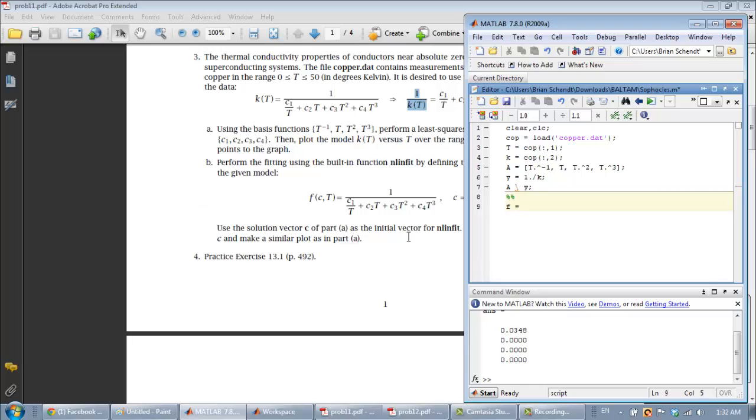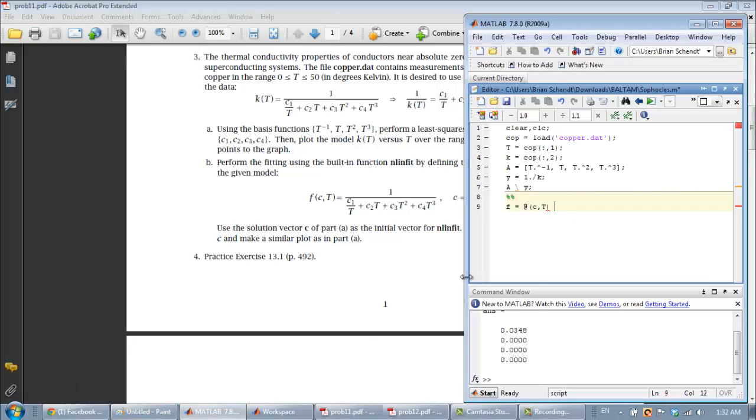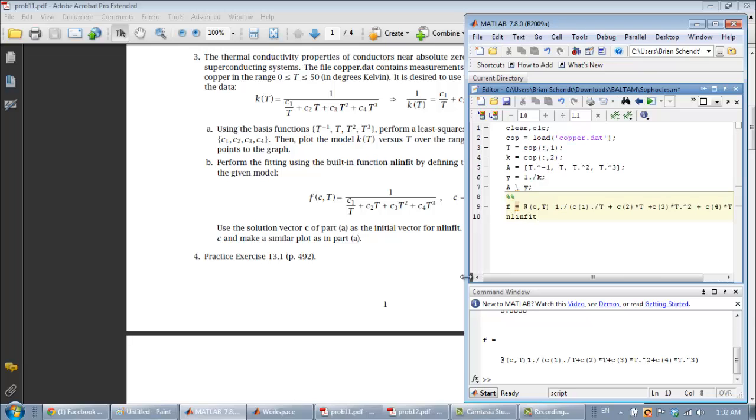Well, again, the setup for nlinfit is identical every time. You take the function that he gives you written implicitly, make sure not to screw up any of the dot operations, which is the difficult part, times t plus c3 times t dot squared plus c4 times t dot cubed. Maybe I got that right the first time. Yeah, cool. For now, just nlinfit.